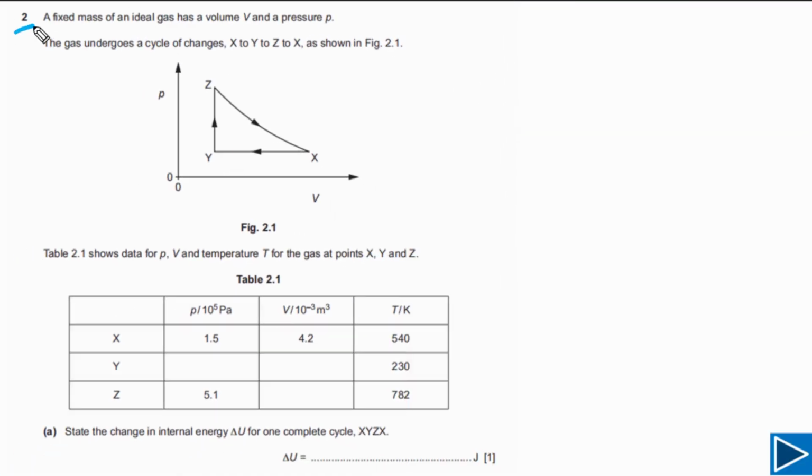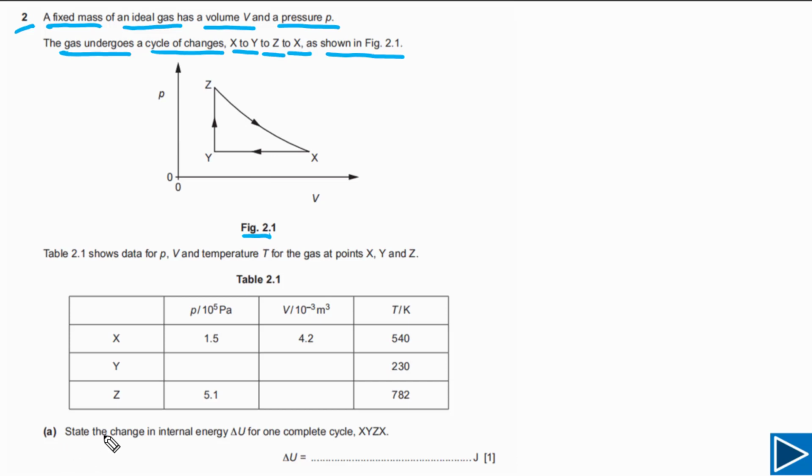For question number 2, it is given to us a fixed mass of an ideal gas has a volume V and a pressure P. The gas undergoes a cycle of changes from X to Y, Y to Z, and finally Z to X, as shown in figure 2.1, as shown on this PV diagram.